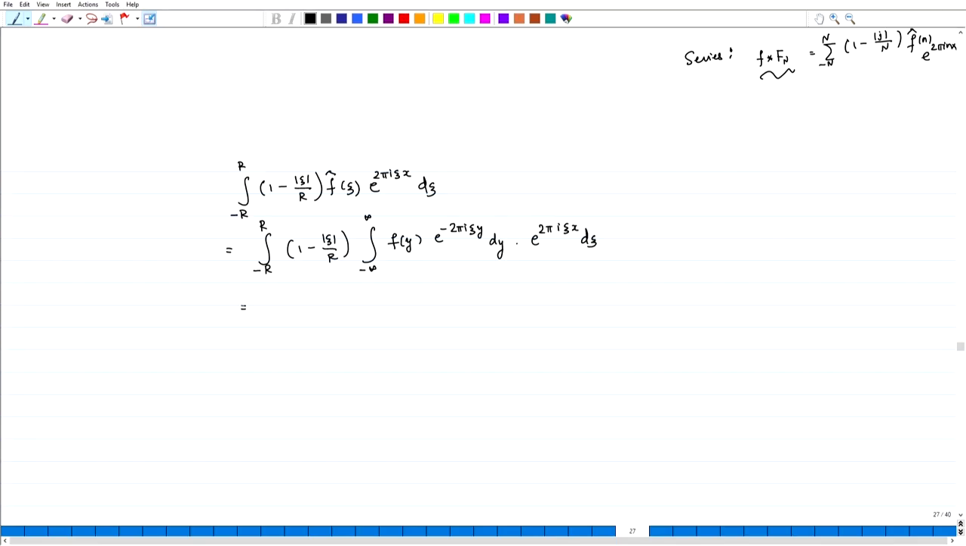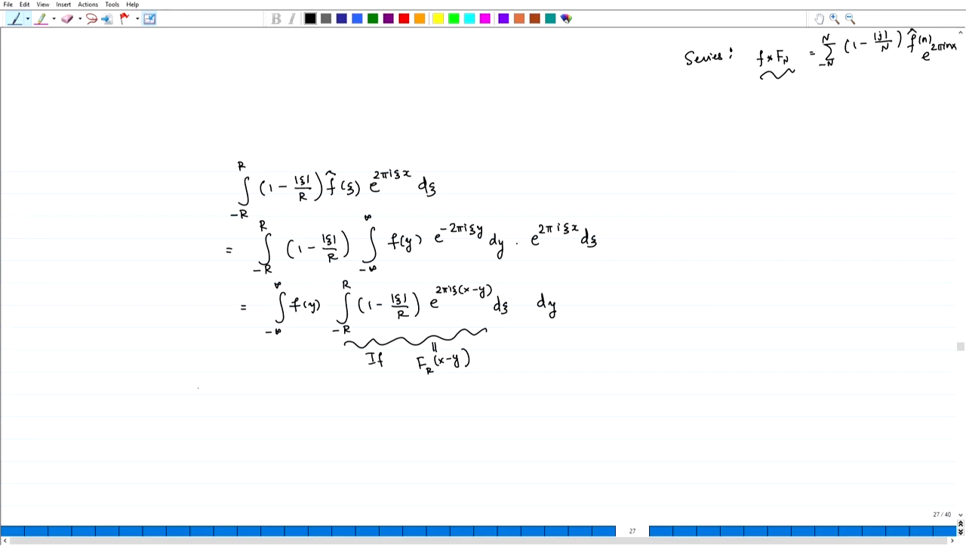Now, our functions are nice, so we can interchange the integrals. So, this is going to be the integral from minus infinity to infinity of f(y), then the integral from minus r to r of 1 minus mod xi by r, e to the power 2 pi i xi (x minus y), then this is d xi integral, then we are left with dy. So, now essentially if we can show that this is F_r(x minus y), then we can write this as the convolution of f with capital F_r at x.